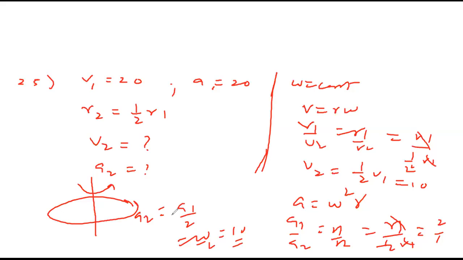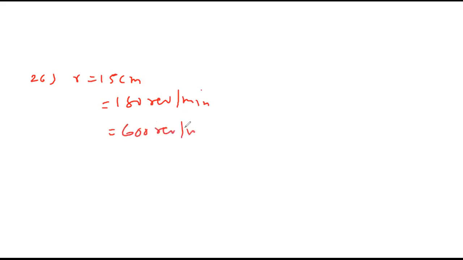26th. Can you try this? The speed of a body moving in a circle of radius 15 centimeter changes from 180 revolutions per minute to 600 revolutions per minute in 11 seconds. Find the angular acceleration alpha.